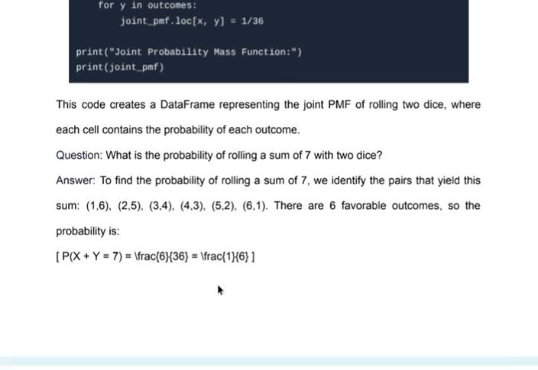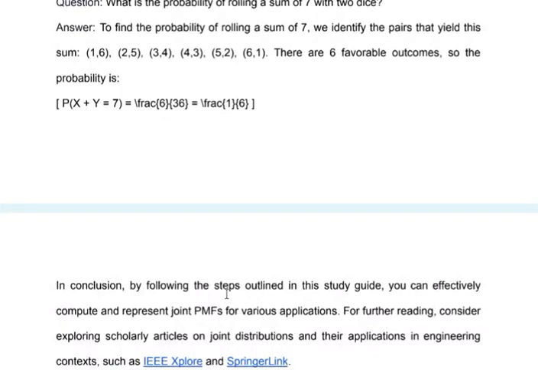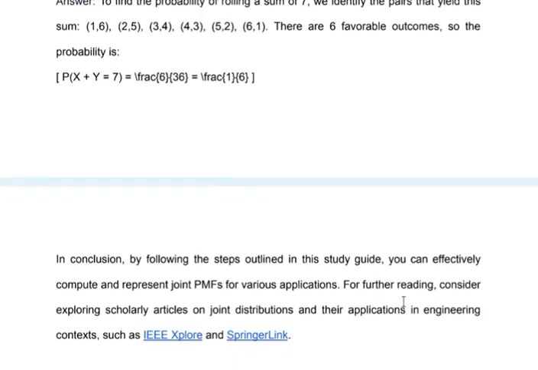In conclusion, by following the steps outlined in this study guide, you can effectively compute and represent joint PMFs for various applications. For further reading, consider exploring scholarly articles on joint distributions and their applications in engineering contexts, such as IEEE Xplore and Springer Link.